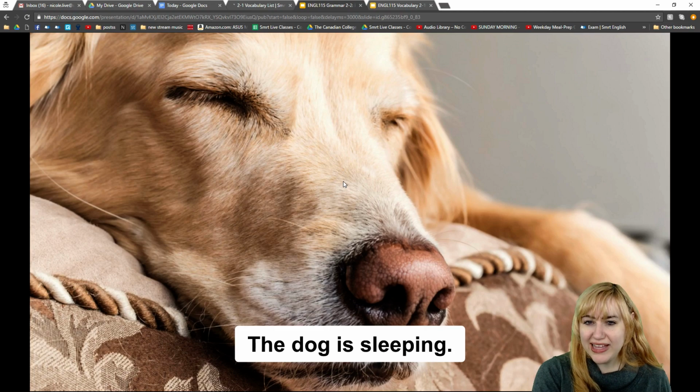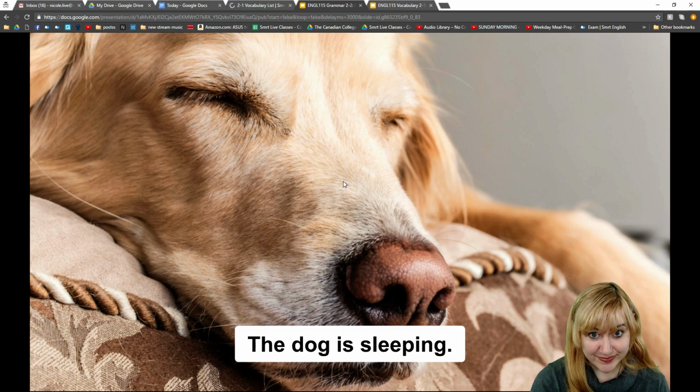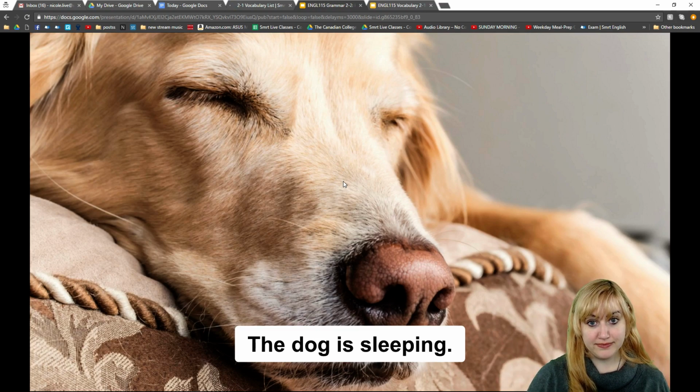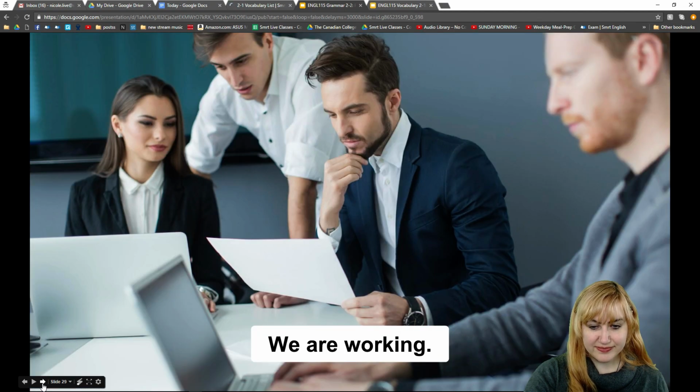Does the dog always sleep? No. Usually the dog is awake, right? It's just right now he is sleeping. So we're not talking about always or usually. We're talking about right now. I think we have another picture. It says here, we are working. So you can see here, the people in the picture are working right now. Not always, just right now.